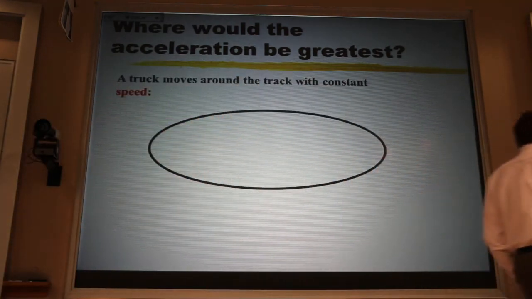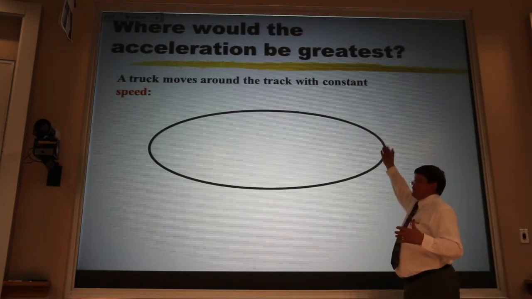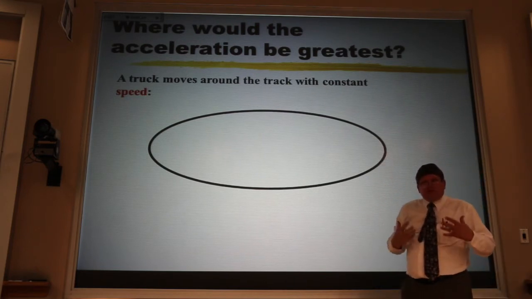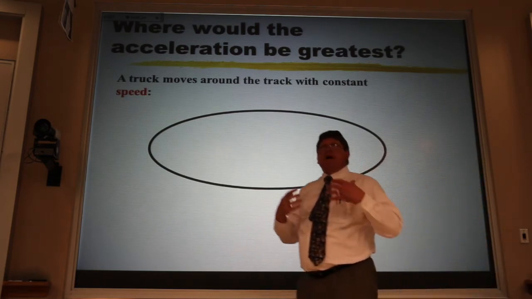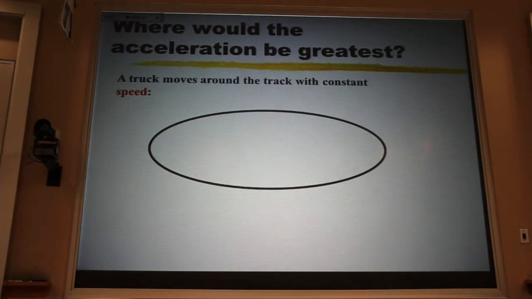Now, if I were to ask you where the acceleration would have the greatest magnitude, you'd know the answer. You felt it. It's here. Acceleration is something you feel. That's why you pay money at Disney World, to feel acceleration. When you speed up, you fly backwards. When you slow down, you fly forwards. When you turn right, you fly to the left. That's exciting. That's what you pay your money for.